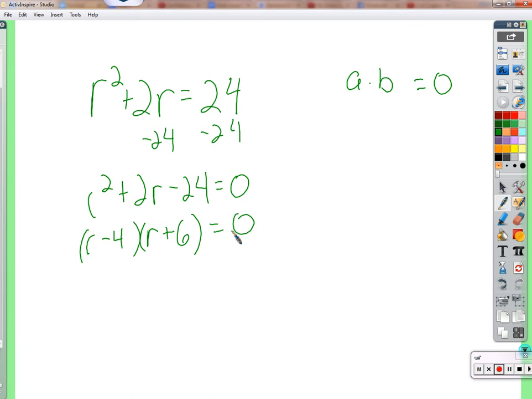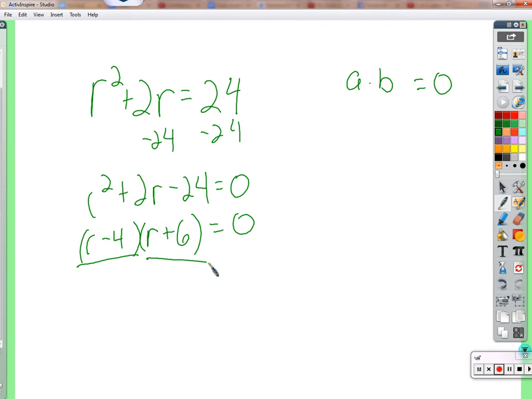You can always double check, and you should double check just to make sure. Probably the most common thing would be to get the positive and negative mixed up. And if we had a negative 6 and a positive 4, we'd wind up getting a negative 2r. Just be careful about that. So just multiply it out, double check. r squared, 6r, negative 4r, 6r minus 4r is 2r. Negative 4 times 6 is negative 24. So since r minus 4 times r plus 6, something times something equals 0, then we know what?